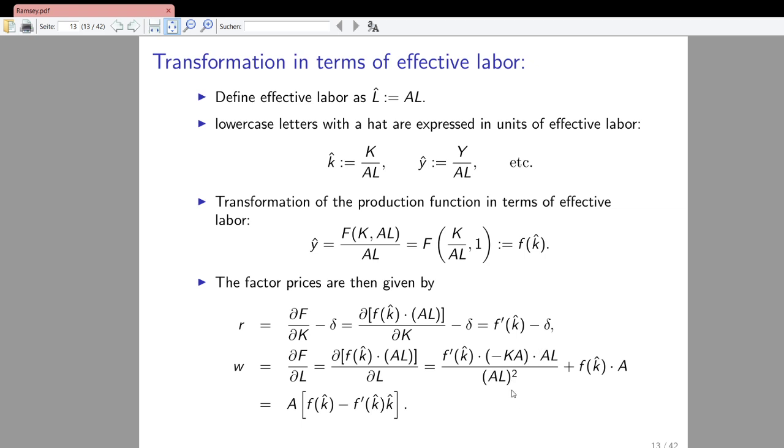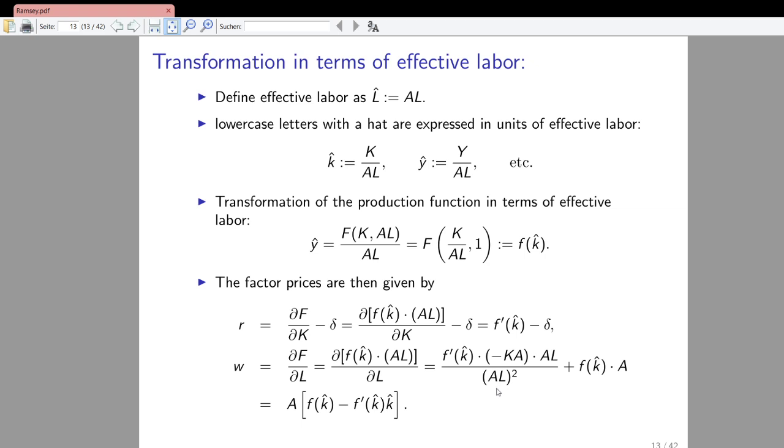And then from the quotient rule we have AL to the power of 2 in the denominator. And here from the product rule we have to also take the first term unchanged multiplied by the derivative of the second term with respect to L, and that's the production function in intensive form multiplied by A. So we had to apply several rules for taking the derivative, but we can simplify here.